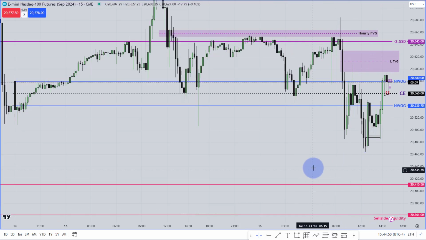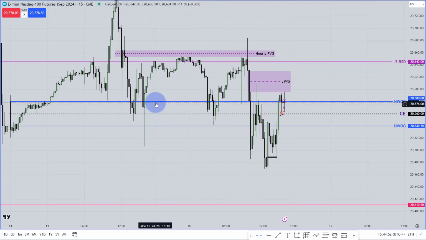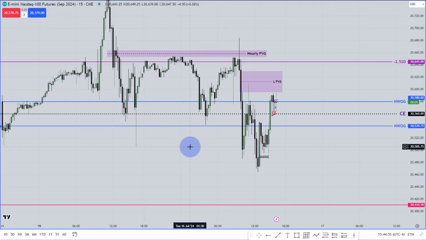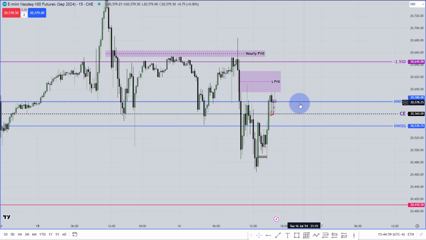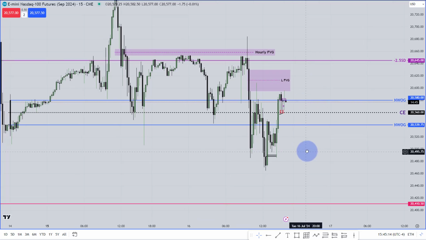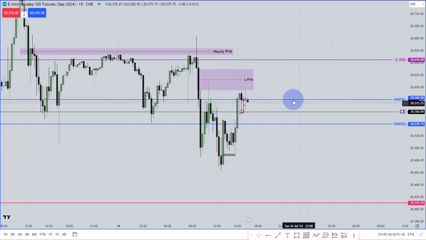So let's start with the 15-minute chart. Here is the new week opening gap. No sell entry is valid when the market is above this new week opening gap. Again, no buy entry is valid when the market is below it. So when the market is below this gap, you have to look for sells. When the market is above it, you will look for buys only. If you can understand this simple logic, trust me brother, trading is going to be very easy for you.